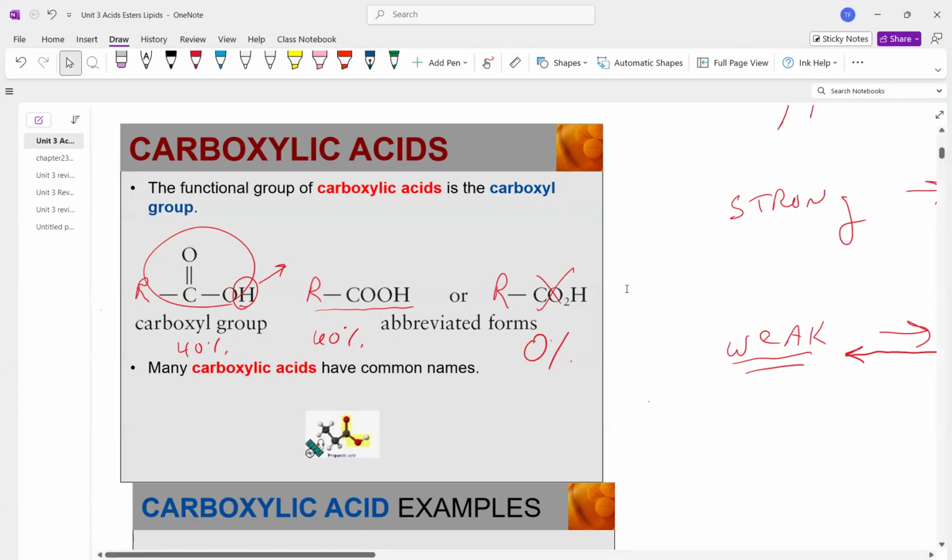Okay, there are different ways we're going to write a carboxylic acid. Carboxylic refers to the organic acid part, the COOH. That's made up of a carbonyl group here and an alcohol group here. Together, they're the carboxylic acid. Also, depending on what the R group is, it'll make the acid stronger or weaker.